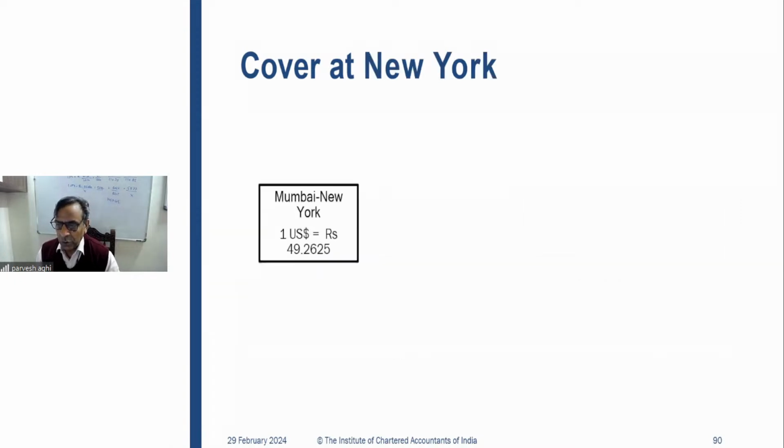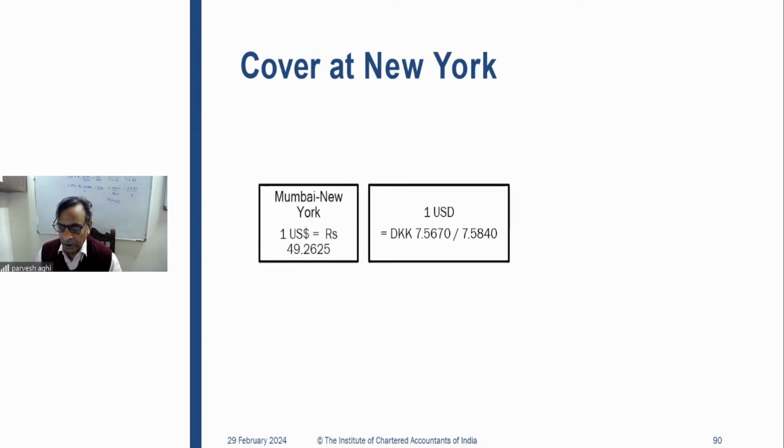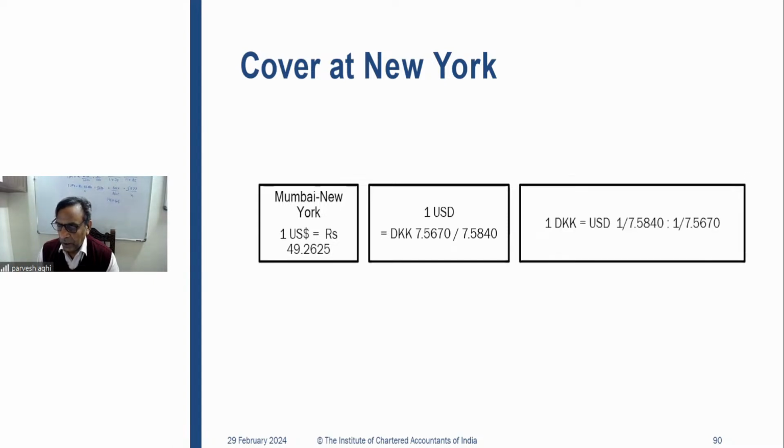So let's see if he goes to New York and covers the same transaction. There, $1 is 49.25, and 1 USD is equivalent to so many Danish kroners, both bid and ask. So then we are going to convert this rate in the form of when he's going to buy DKK, because he's going to buy first dollars, and then he's going to surrender his dollars and buy DKK.